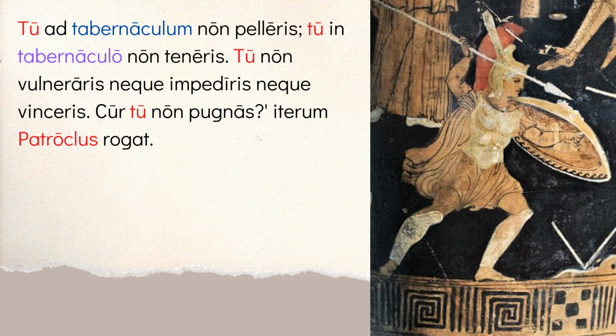Tu non vulneraris, neque impediris, neque vinceris. So he says, you, non vulneraris, you are not wounded, right? You're not being wounded, nor hindered, impediris, nor conquered, vinceris. All of these are passive. They're second person singular passive voice verbs. So he's saying you're not being wounded, you're not being hindered, and you're not being conquered, right? That's the opposite. He said the Greeks without Achilles are being wounded, they are being hindered, and they are being conquered. But he's saying you aren't, right? Nobody's hurting you here. And then he repeats his question, cur tu non pugnas? Why are you not fighting? Right? Iterum Patroclus rogat. Again, Patroclus asks, right? Why aren't you fighting? So he keeps trying to find out why Achilles won't fight.